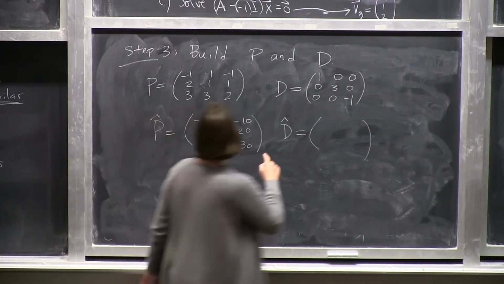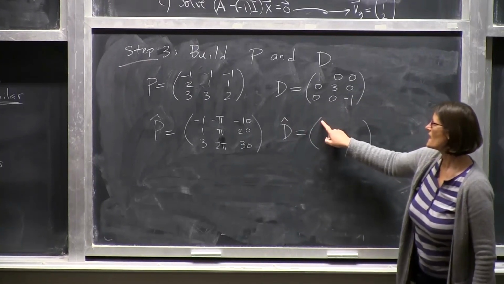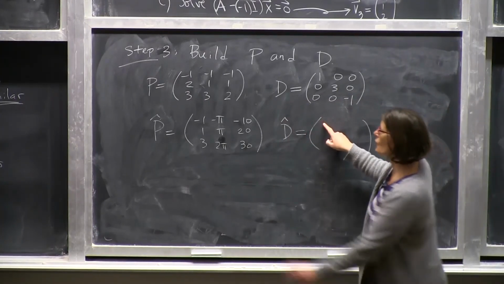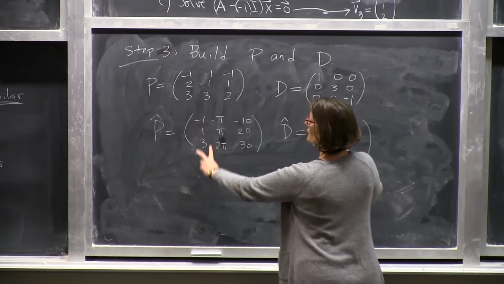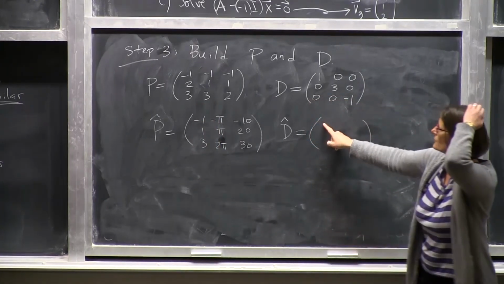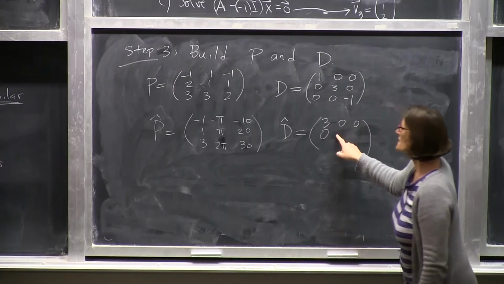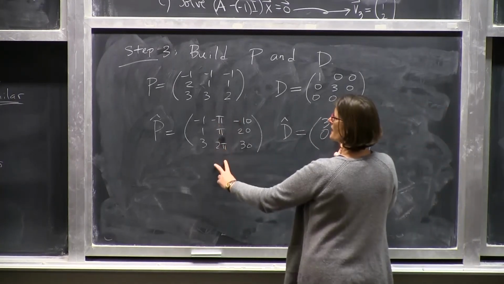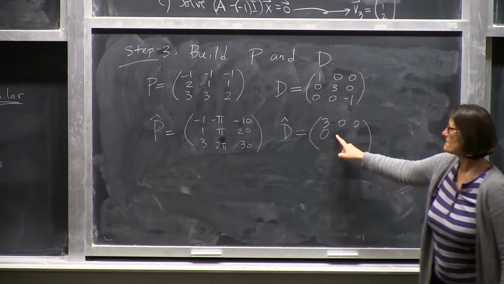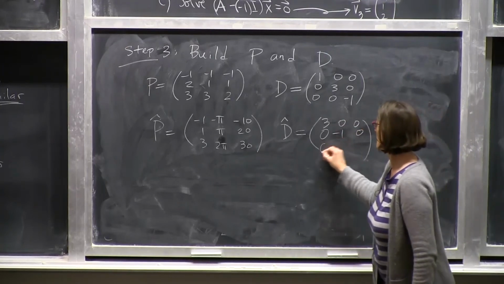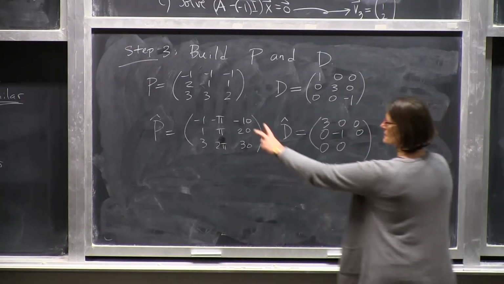Hold on. So this has to be the eigenvalue corresponding to this eigenvector. What is that eigenvalue? 3. This has to be the eigenvalue corresponding to that eigenvector. Minus 1. And this 1.